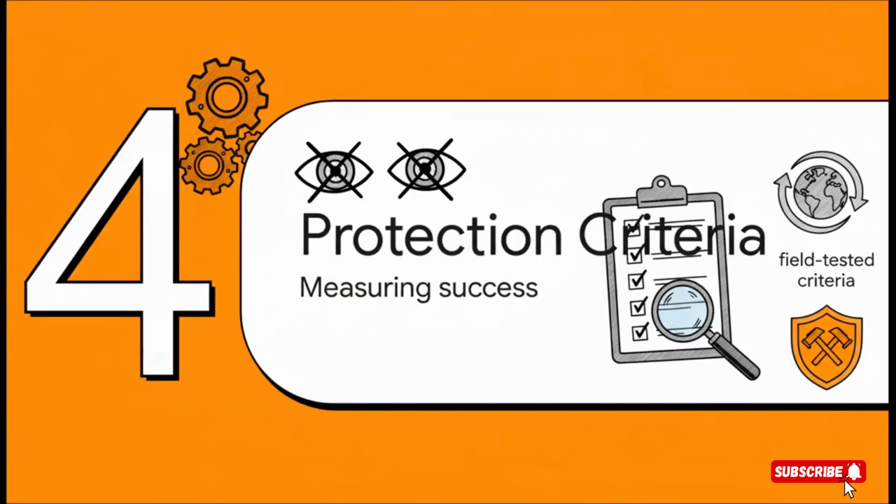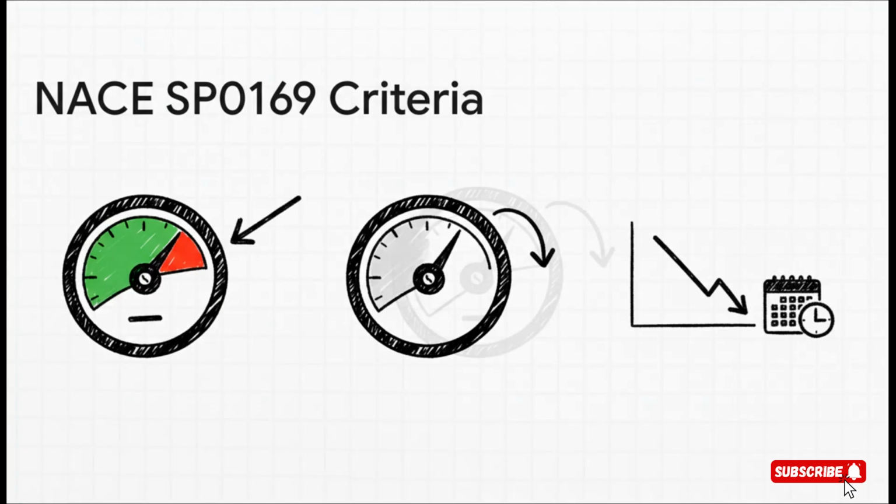Okay, so we've designed our system, we're applying current, but how in the world do we know if it's actually working? We can't just eyeball it and hope for the best. For that, we rely on internationally recognized, field-tested standards and criteria. For steel and cast iron, the NACE International Standard SP0169 gives us our main benchmarks. The 3 most common criteria are a specific voltage potential, a minimum amount of voltage shift, and a third one that's based on historical corrosion rates. Let's really focus on those first 2, because they're the ones you'll see most often.